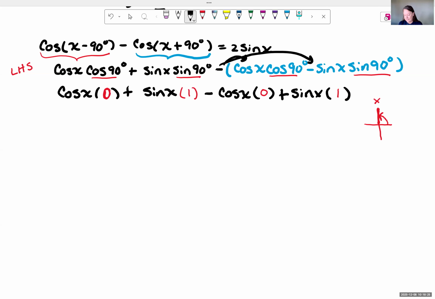So we get this sine x plus sine x. Those are like terms, so adding the coefficients in front, 1 plus 1 is 2. So this is 2 sine x. This is exactly what we wanted to show. So we are done with that proof.